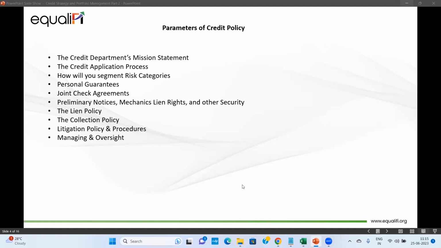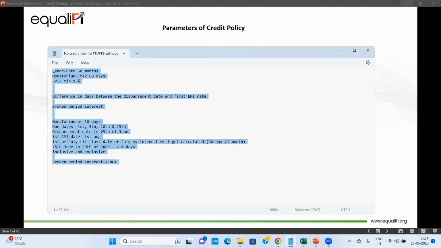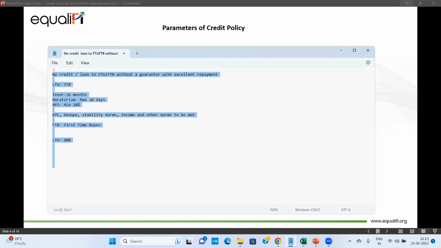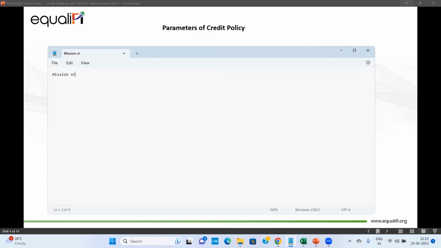So the first point is the credit department's mission statement. As I had already discussed, what is the objective and mission statement that I want to achieve, right? It could be a mission statement like: a book size of INR 4,000 CR by the end of financial year 2025 with an NPA percentage of 0.5%. Mission statement, right? And accordingly, I will make my credit policies, my monitoring process, and design the entire procedure and flow accordingly, right?